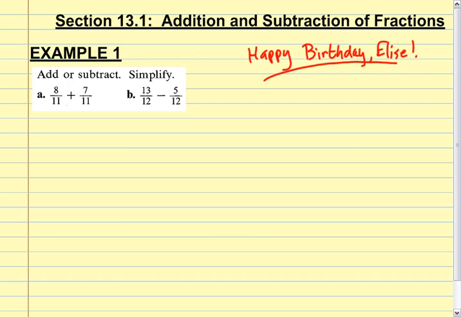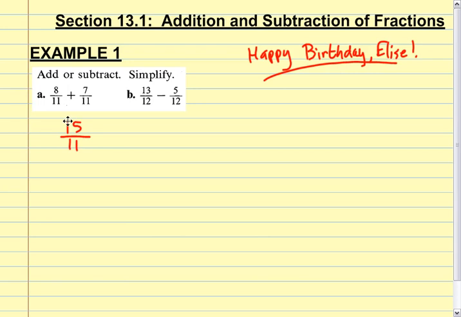Now these first two examples, it's nice and easy. They've already given us a common denominator. So if I have, Eric, 8 elevenths and I'm adding 7 elevenths, what do I wind up getting, Eric? I get 15 elevenths.